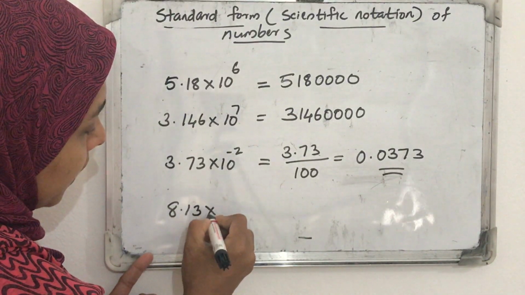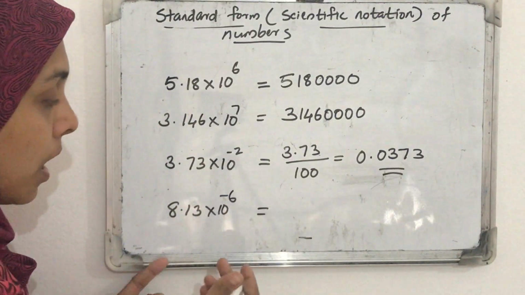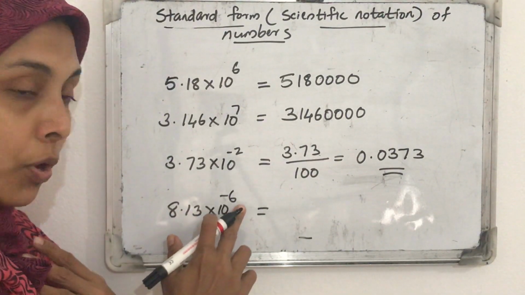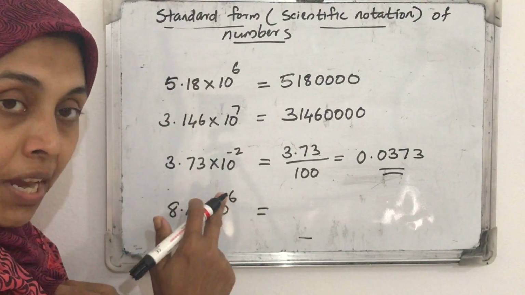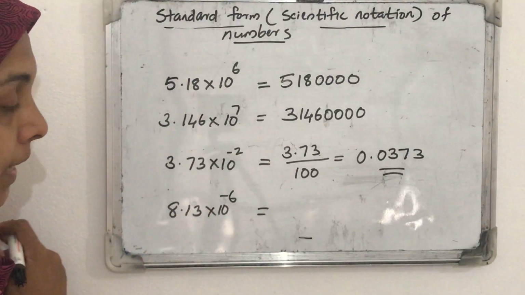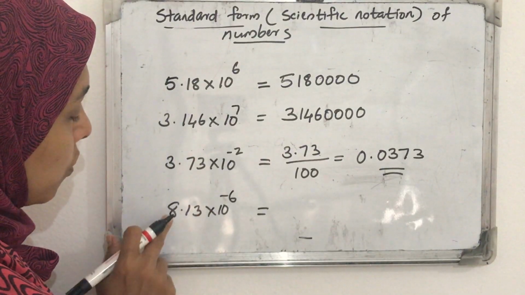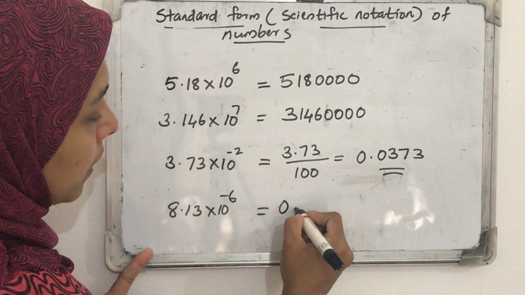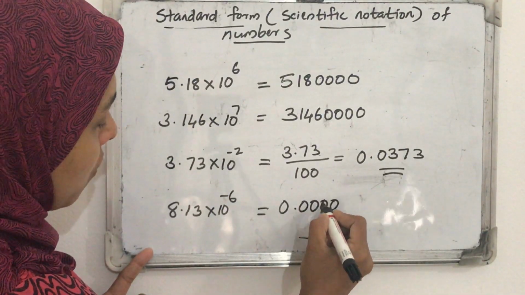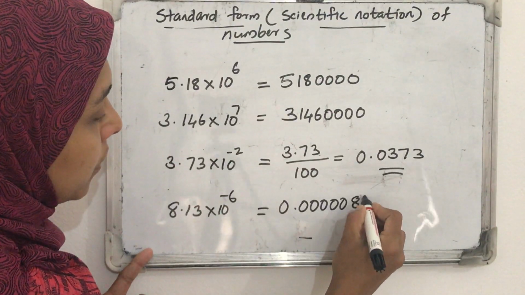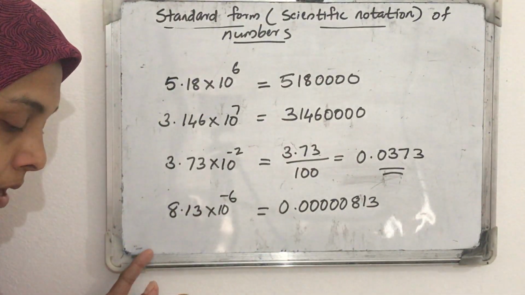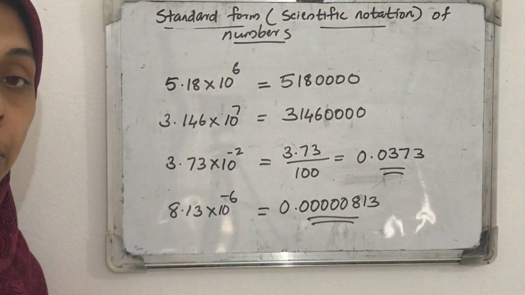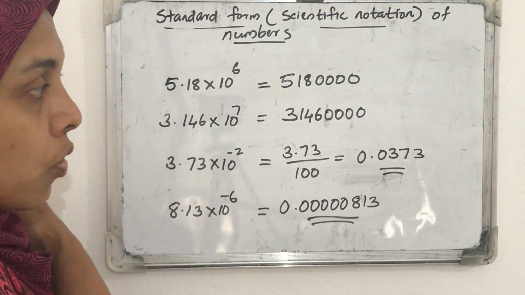8.13 into 10 raised to minus 6. So here, how many places do you want to move to the back side or left side? 6 places you want to move, because the power here is 6 and it is minus. If it is minus, you want to move to the back side. So 6 places you want to move. So here already have 1 place. So how many zeros will be there? 5 zeros you want to add. 1, 2, 3, 4, 5. Then 8, 1, 3. That is right. This way we can write any number into standard form, and standard numbers also we can convert into expanded form or normal form.